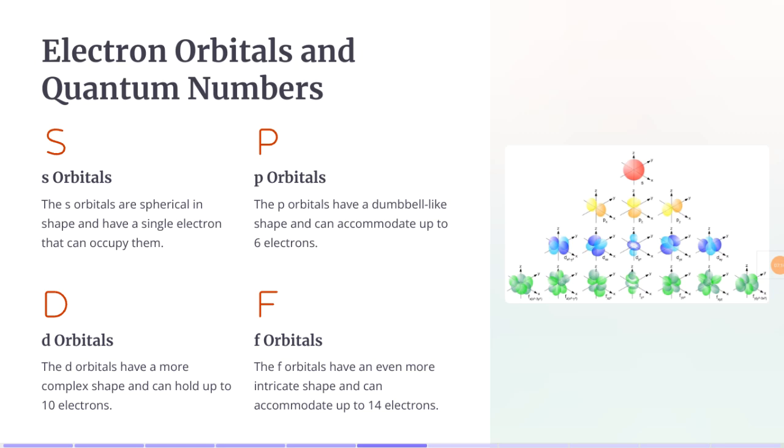Electron orbitals and quantum numbers. Orbitals. The s orbitals are spherical in shape and can hold up to 2 electrons. P orbitals have a dumbbell-like shape and can accommodate up to 6 electrons. D orbitals have a more complex shape and can hold up to 10 electrons. The f orbitals have an even more intricate shape and can accommodate up to 14 electrons.